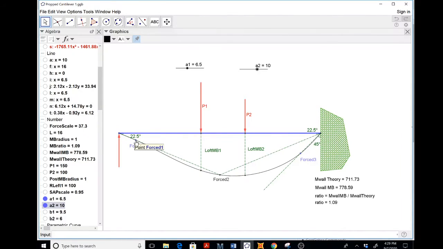There's 2 more points. One of them is on this 45 degree line, and the other one is on the other 45 degree line. So I have the left point, the forced one, which is on the 22.5 degree line, the forced 3, which is on the 45 degree line, and then the forced 2, which is at the two 22.5s.